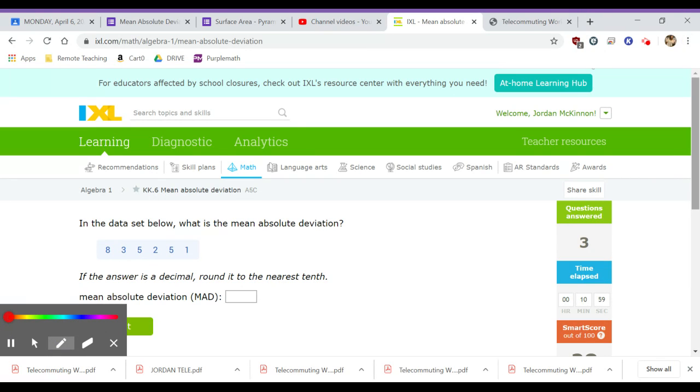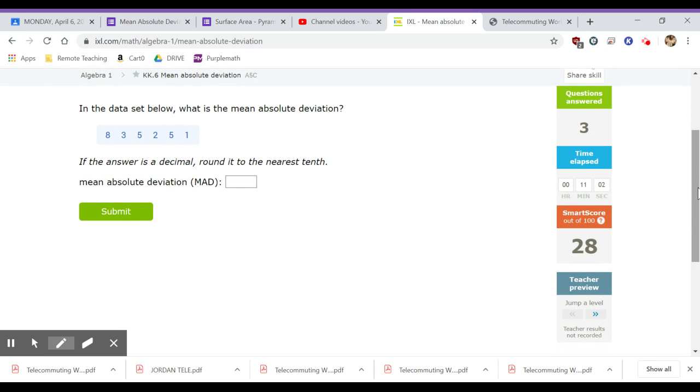Okay. Mean absolute deviation. Again, we're doing the same thing for every single problem. So I just need to find the mean. So I need to add all of these together. 8 plus 3 plus 5 plus 2 plus 5 plus 1. Typing these in my calculator. 8 plus 3 plus 5 plus 2 plus 5 plus 1. It's going to give me 24. And I have 1, 2, 3, 4, 5, 6. So my mean in this case is going to be 4, which is going to be a nice, pretty number. Should be easy for us to do.